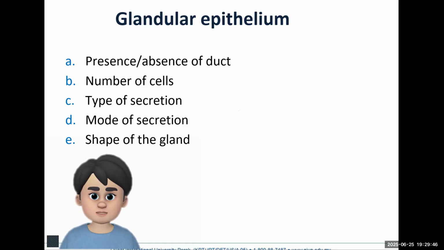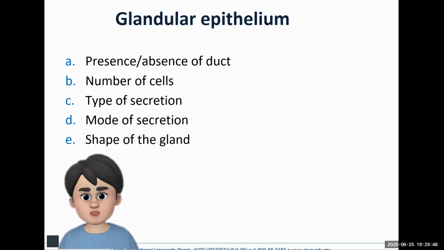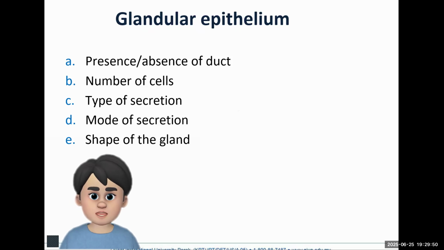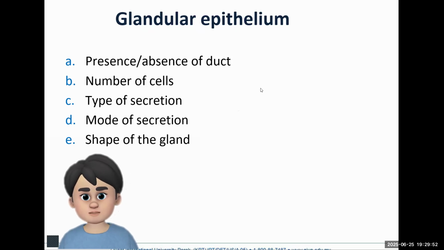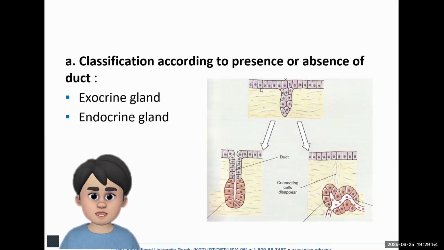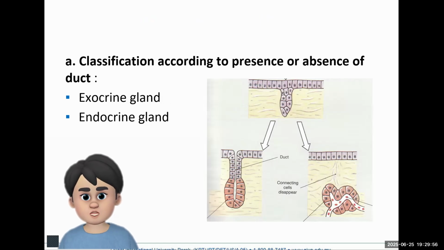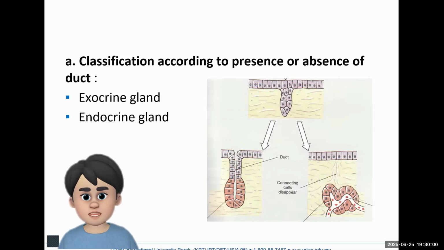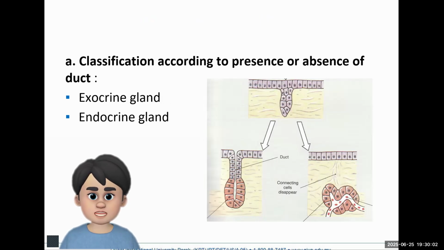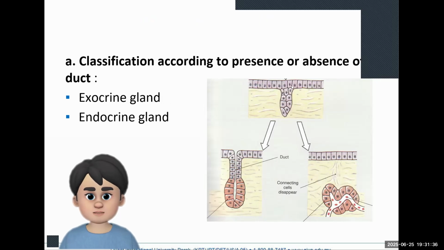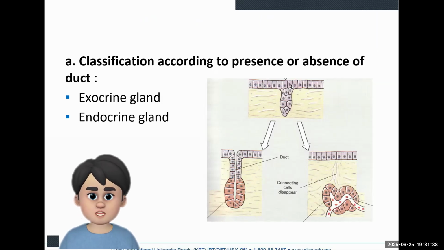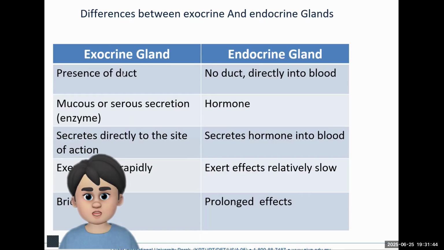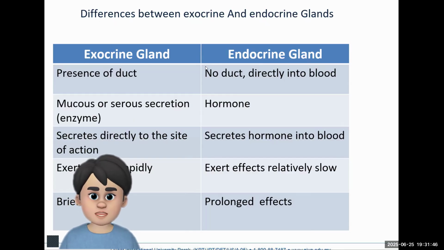Glandular epithelium: classification by presence or absence of ducts, number of cells, type of secretion, mode of secretion, shape of the gland, right? Classification according to presence or absence of ducts: endocrine gland, exocrine gland. Next question: what are endocrine and exocrine glands? Now you have to know the difference. This is important for the exam.